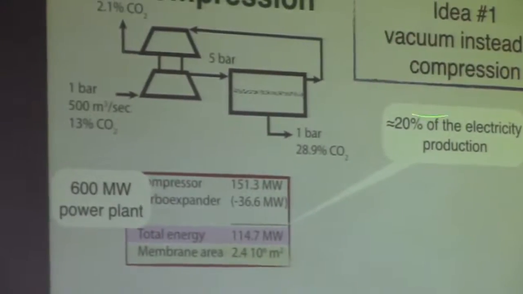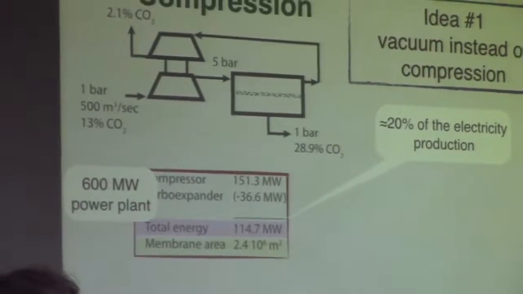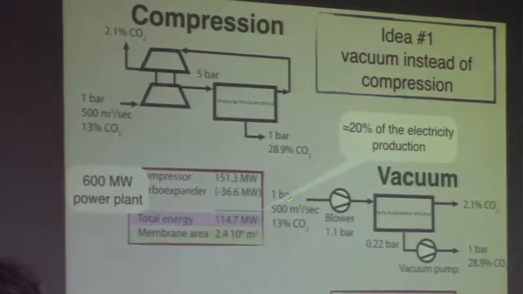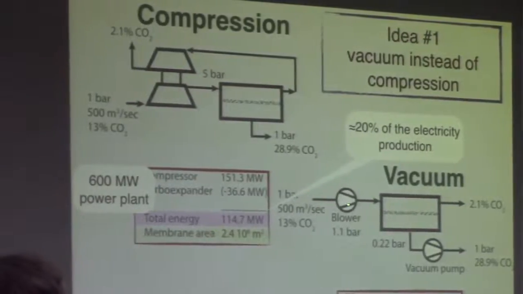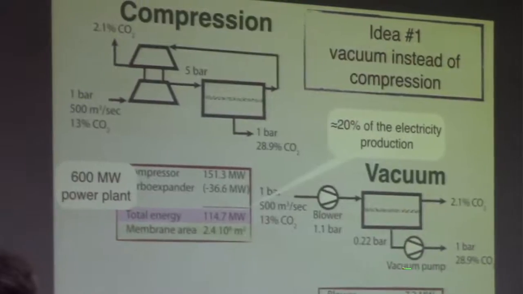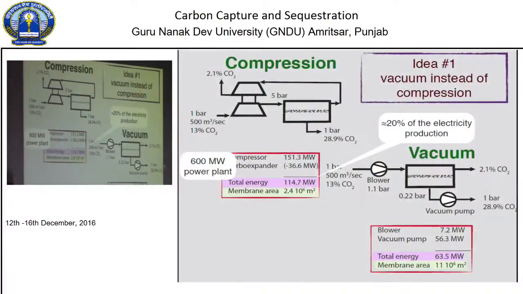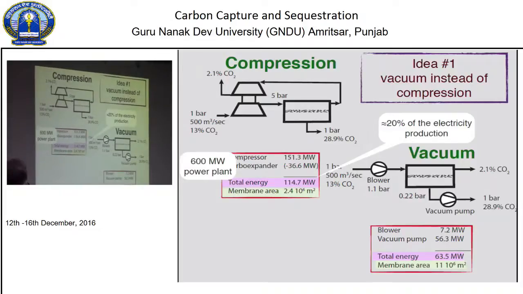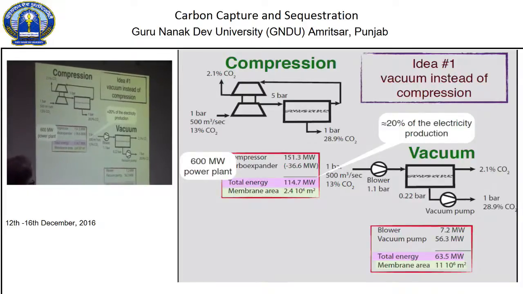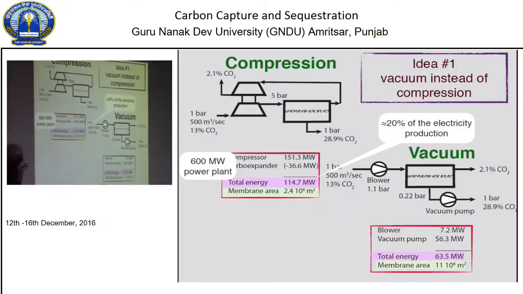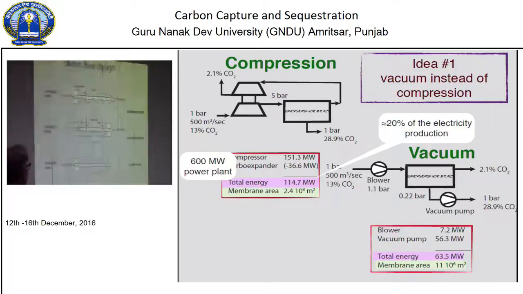So the idea that Richard Baker and his colleagues had was, let's use vacuum instead of compression. So here's that picture. Here comes the flue gas at 1 atmosphere, no compression, a little blower to just move the gas along. And now downstream, we're going to put a vacuum pump. And we get the same enrichment of CO2 as we did here. And look, its energy is half that, and the membrane area, though, is a little larger. But nevertheless, in terms of energy consumption, the vacuum was a good idea.